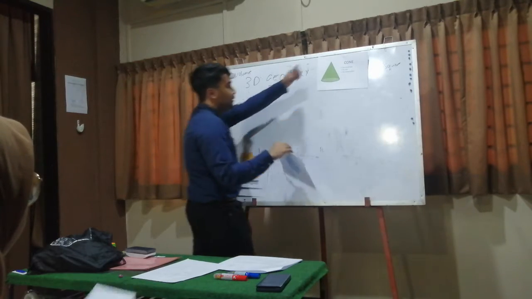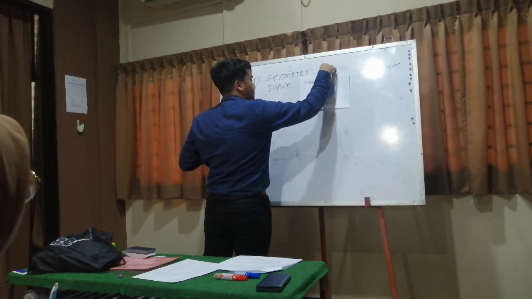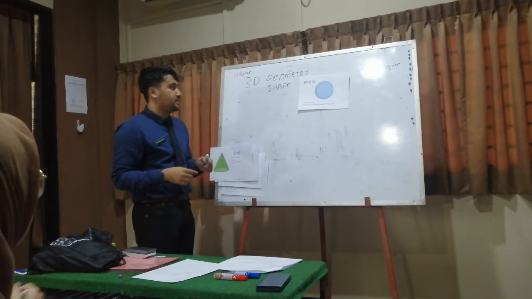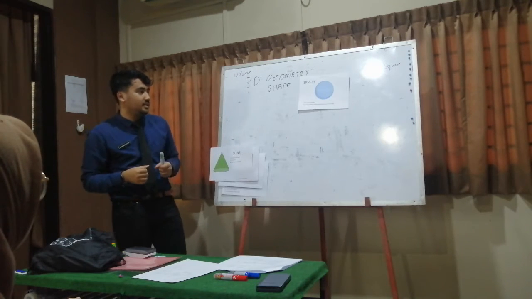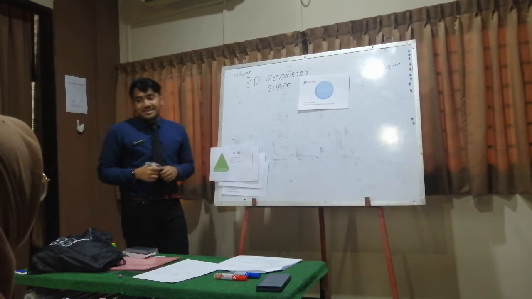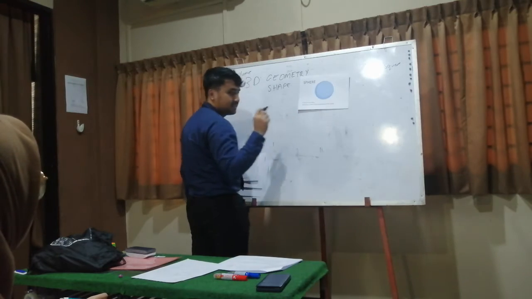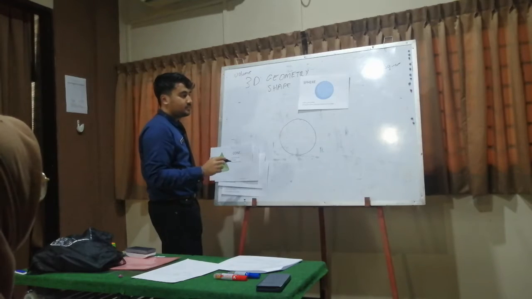Next, and lastly, we have a sphere. A sphere is an object without a base. It is actually hard to explain, but I will try my best. A sphere comes from the shape of a circle.